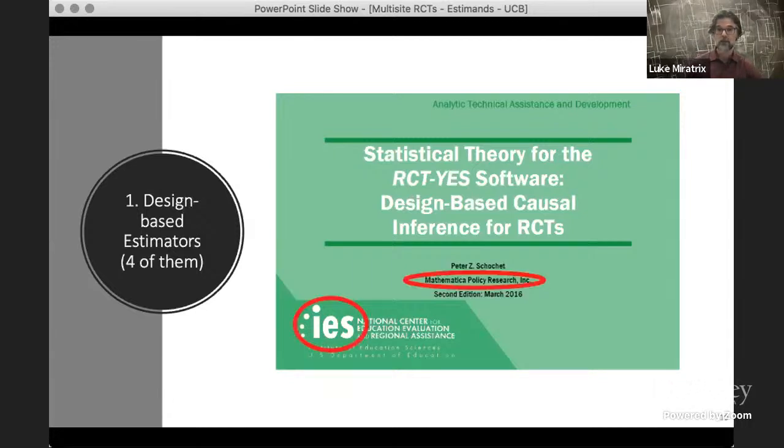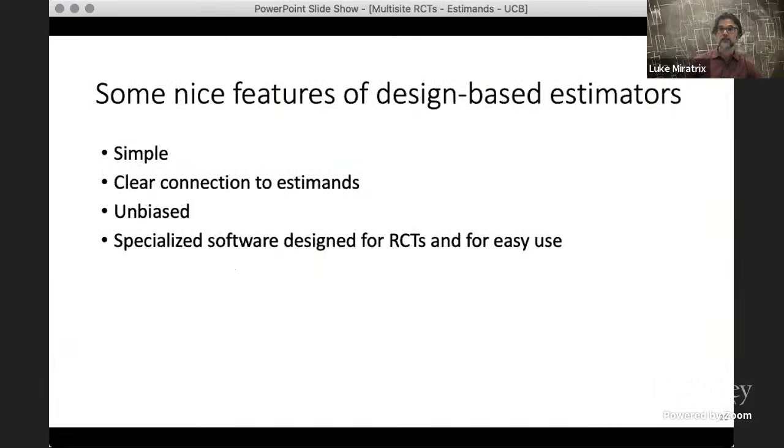All right, some nice features. They're simple. They clearly connect to the estimand. You look at a design-based estimator, built into that is a very clear statement of what it is you are estimating, which is not the case with other estimators. They're generally unbiased, not always, but usually. And there's software, so they're easy to use.